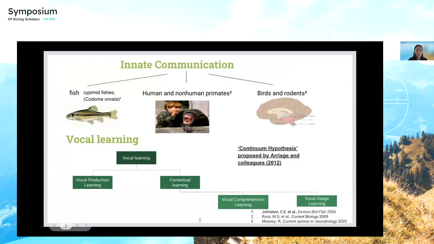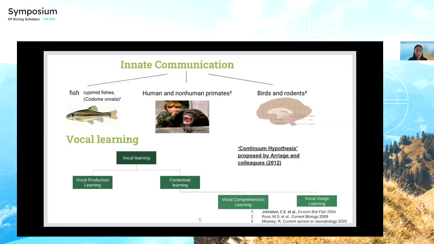Innate communication is shown in fish and humans as well. Although humans are mostly thought to have learned communication, humans actually have innate communication such as crying, screaming, and laughter that could be traced down the phylogenetic tree to other non-human primates such as gorillas. And innate communication in birds and rodents is mostly thought to be linked to activities in the brainstem.